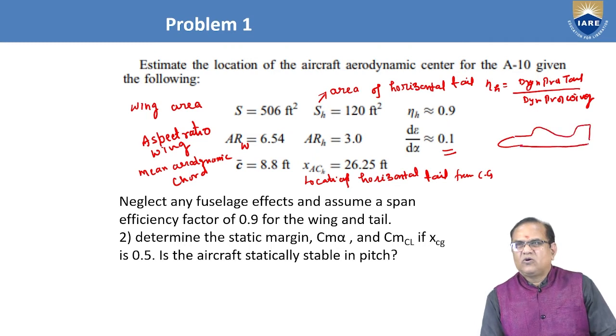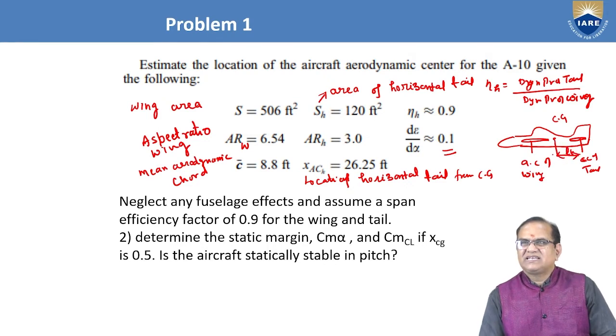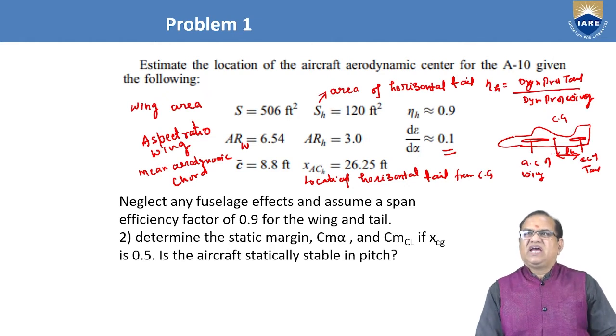Okay, so this is the tail, this is the wing. So here is the CG. This is the CG. This is the AC of the tail. This is the AC of the wing. This is the LT, from here to here. This is the LT. Okay, and you see this d epsilon by d alpha.